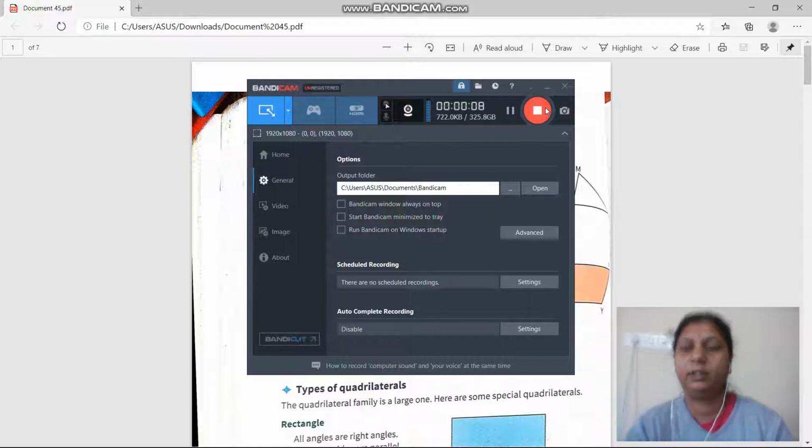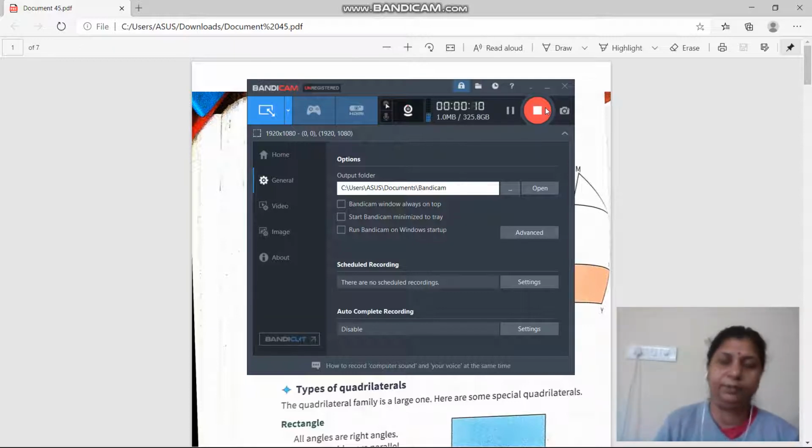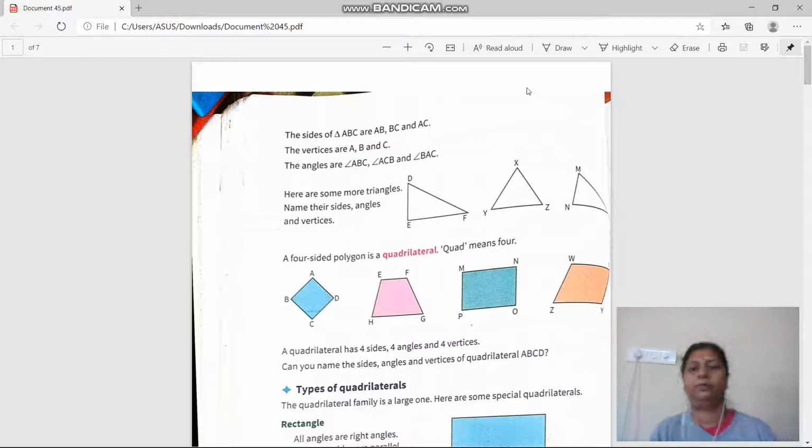So just take a recap of what we studied in previous videos. We have studied about quadrilaterals. A four-sided polygon is a quadrilateral. Quad means four, right? So a quadrilateral has four sides, four angles, four vertices. Then we studied about the types of quadrilaterals, right? So let's see which types we have studied.